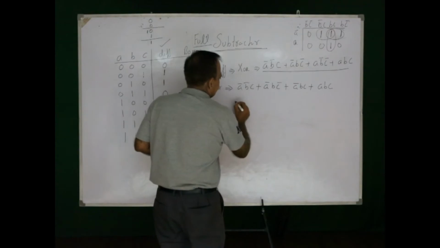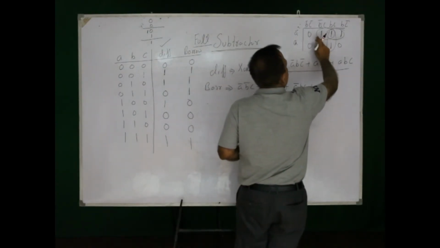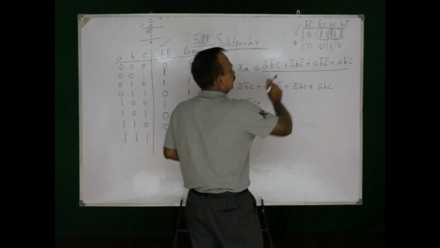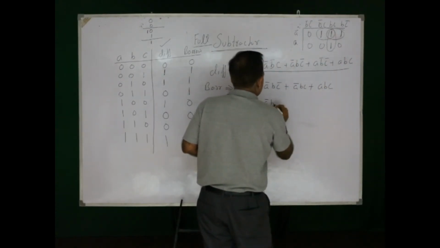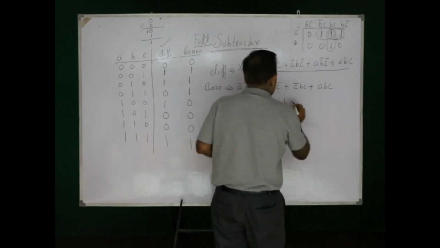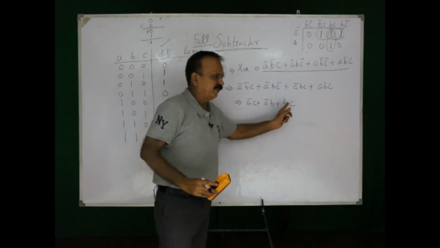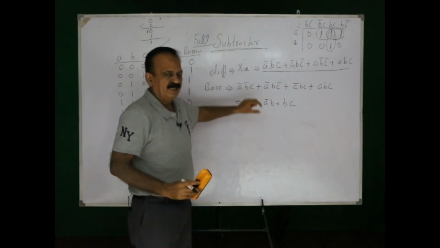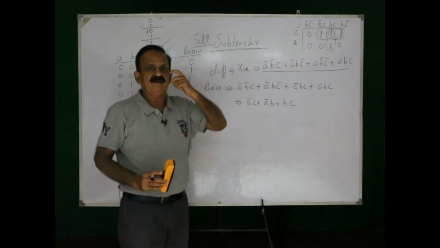Now if I write the simplified expression, the first pair will be A bar C. In the second pair it will be A bar and B, and in the third pair it will be B C. So: A bar C, A bar B and B C. You can see how much simplification I got, and this time the simplification is by using a K-map.